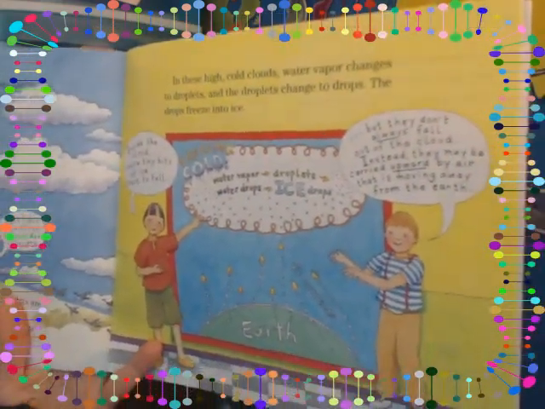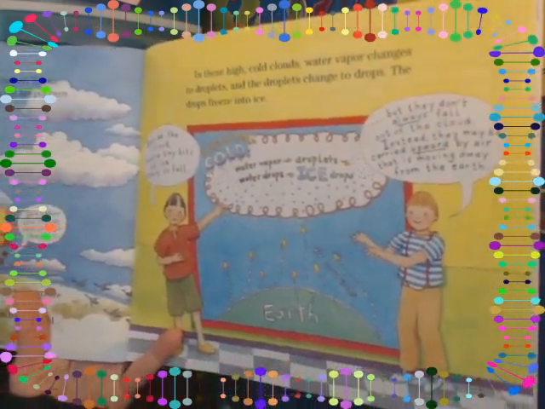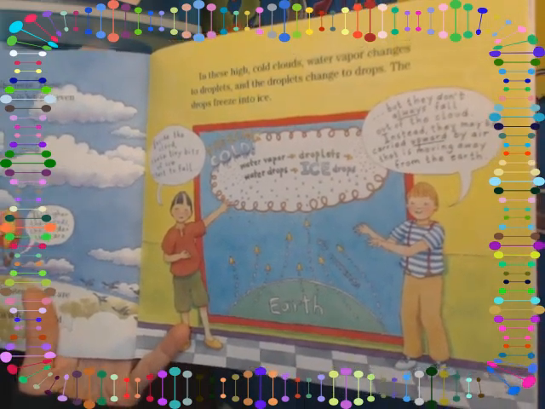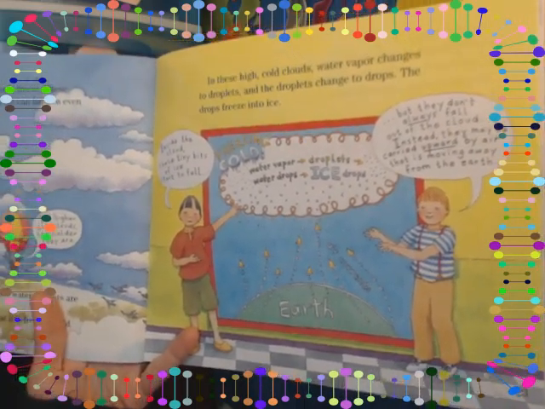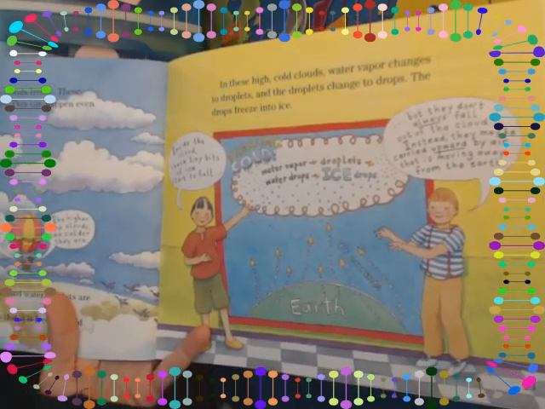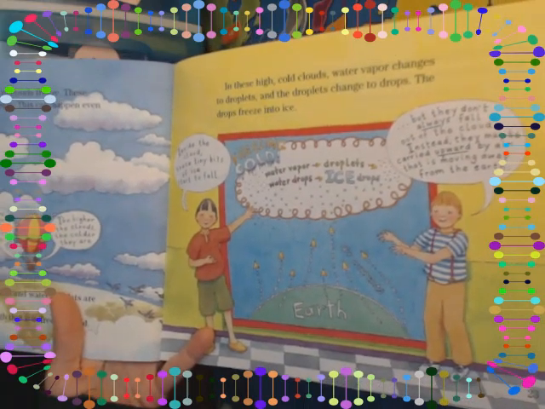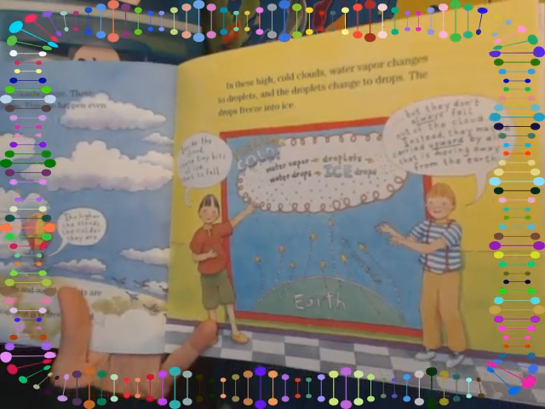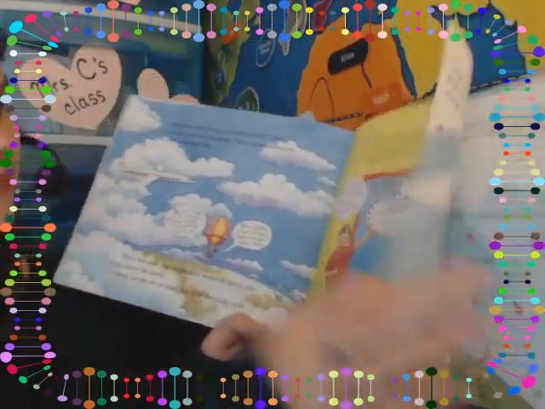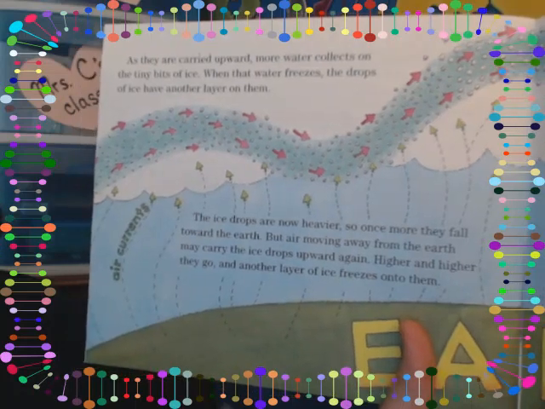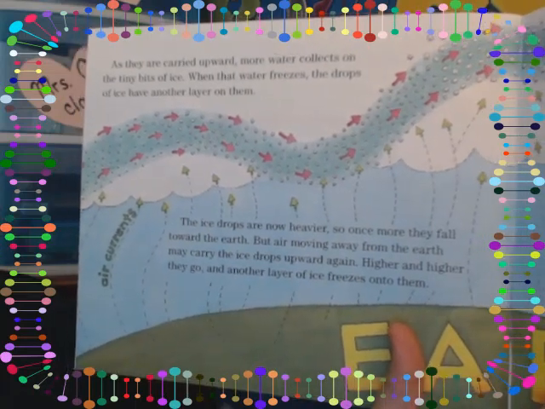In these high clouds, water vapor changes to droplets, and the droplets change to drops. The drops freeze into ice. Inside the cloud, these tiny bits of ice start to fall, but they don't always fall out of the cloud. Instead, they may be carried upward by air that is moving away from the earth. As they are carried upward, more water collects on the tiny bits of ice.